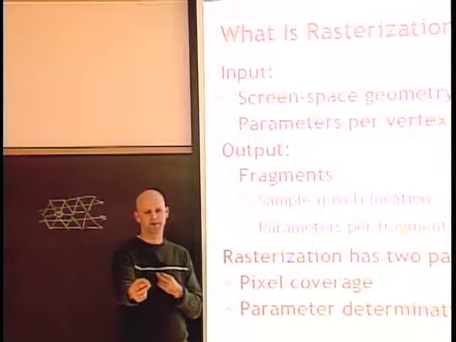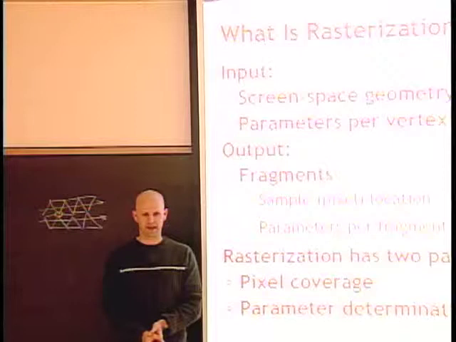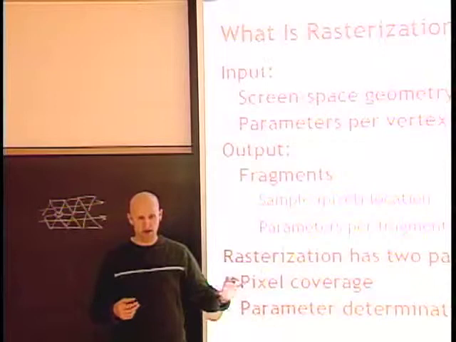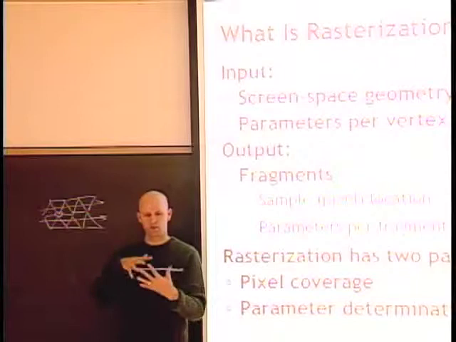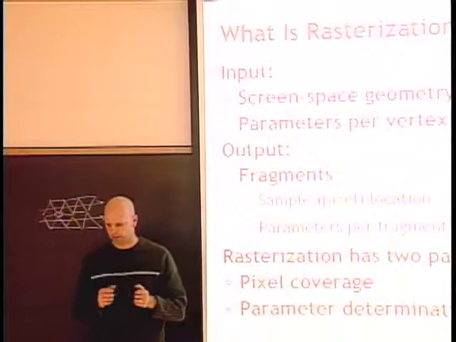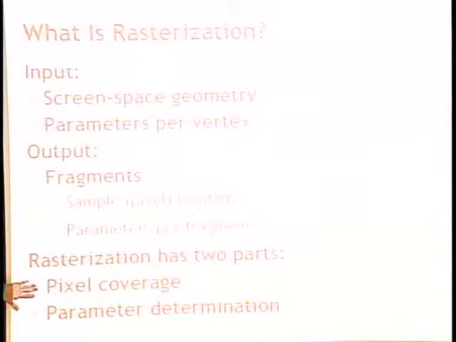We're not talking about that today. So what I'm going to cover is rasterization. The next lecture is on texturing. And then the lecture after that is on composition and display. That's the process of composition: how do you take a bunch of fragments and put them together to make a single pixel? Cool? All right. So what we're going to start looking at is this first part here, which is pixel coverage. How do we know which pixels we cover?